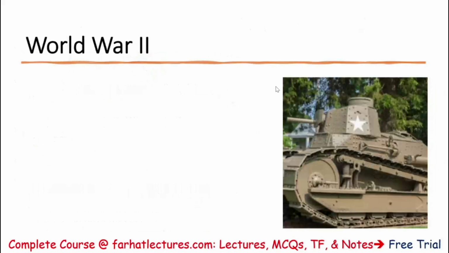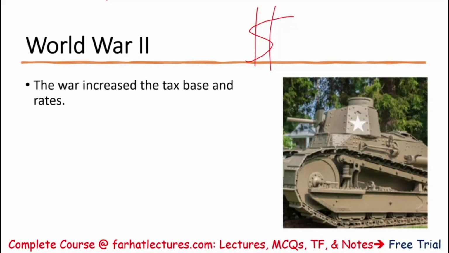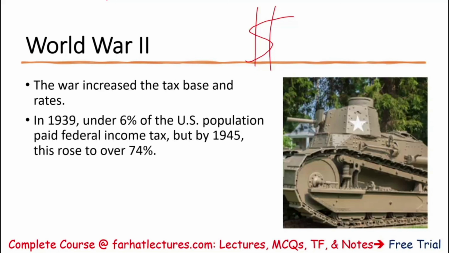Here comes World War II. What did we need for World War II? We needed a lot of money to finance the war. So the war increased the tax base, the people who are paying, and the rate as well, how much they are paying. In 1939, before the war, under 6% of the population paid federal income tax. By 1945, by the end of the war, 74%, the majority of the people, 3/4 of the people, from 6% to 75%, now they're paying income taxes.